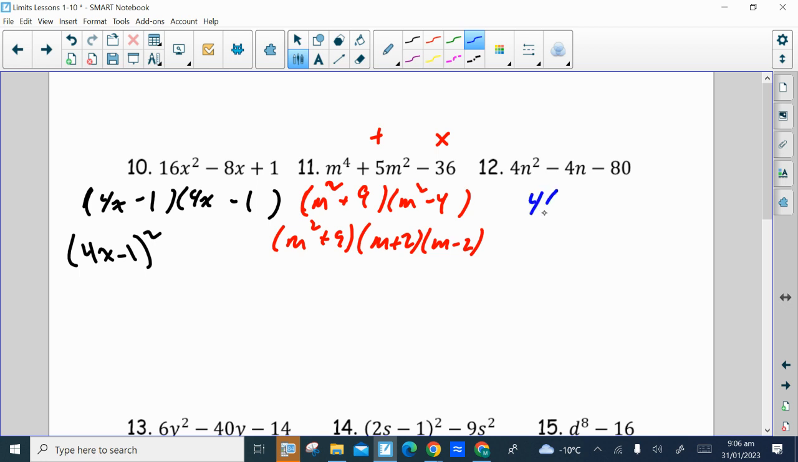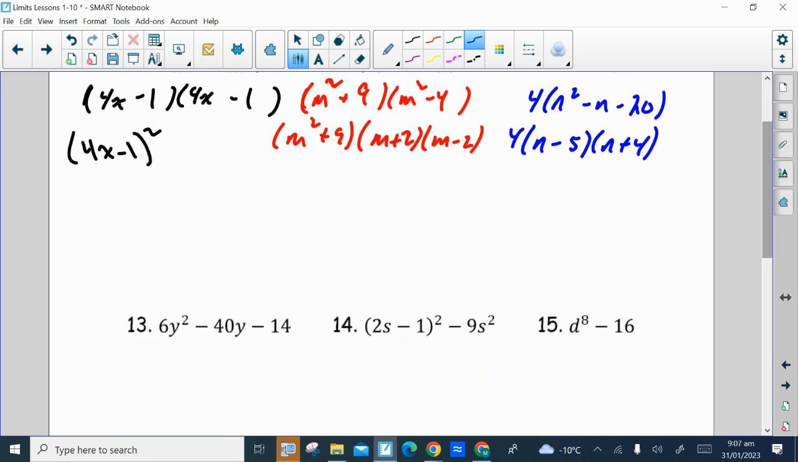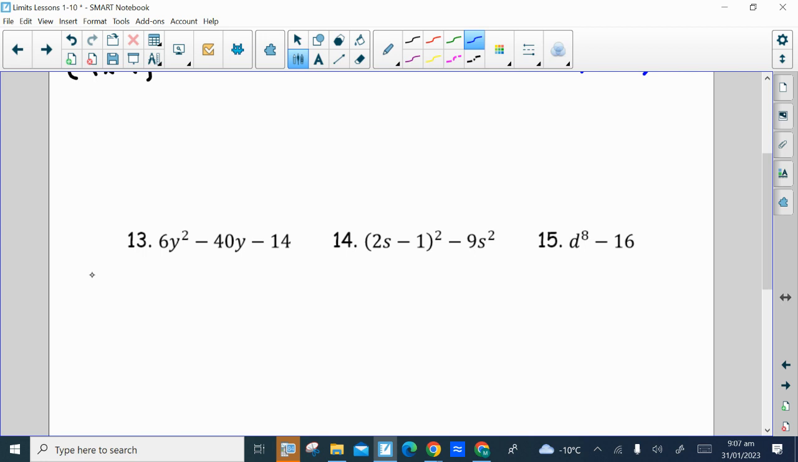Question 12, there's a common factor of 4 there. And that trinomial can be factored further. So there's the factors. Question 13, there's a common factor of 2. And let's see if we can factor that trinomial that we're left with.